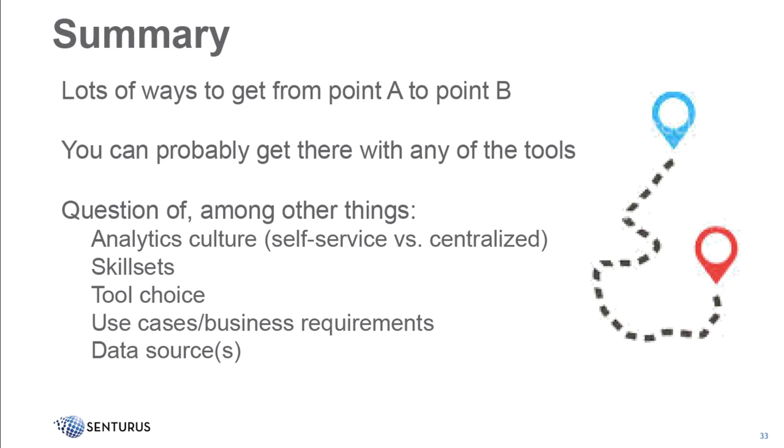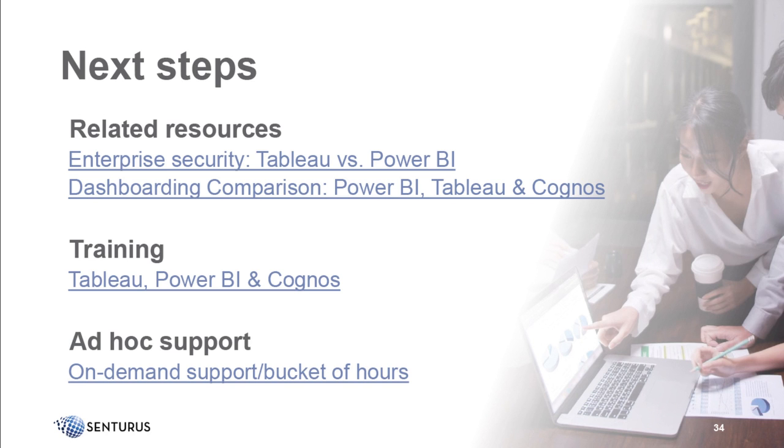What tools do you have? If the tool choice has already been made, then you're going to want to optimize based upon what you have. And then, of course, what are your use case and your business requirements? And what are those data sources? As I mentioned before, the data sources are going to dictate what you can do in the tools, how they scale, and all sorts of other things. So those are just five of the things that are going to determine what you use and how you use them. Hopefully you found that presentation useful.